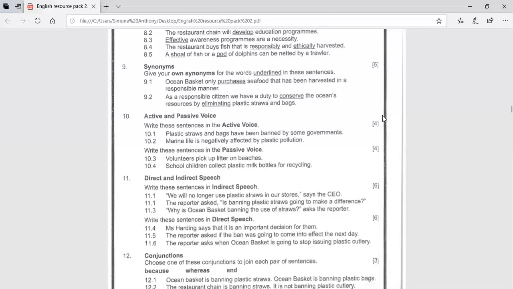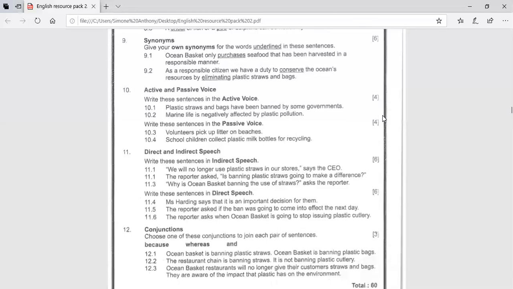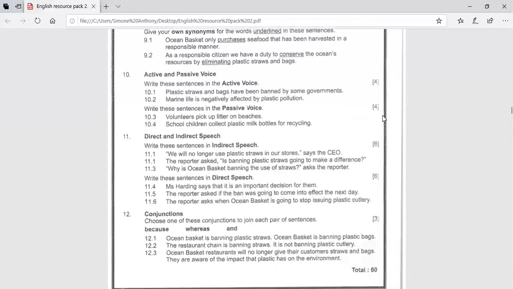Now we are focusing on question 10, which focuses on active and passive voice. If you clearly remember, there's a distinction. Active voice is where you have your subject, your verb, and your object. And the passive voice is where you have your object, subject, and verb at the end. No, sorry. Passive voice would be where you have your object, your verb, and your subject at the end.